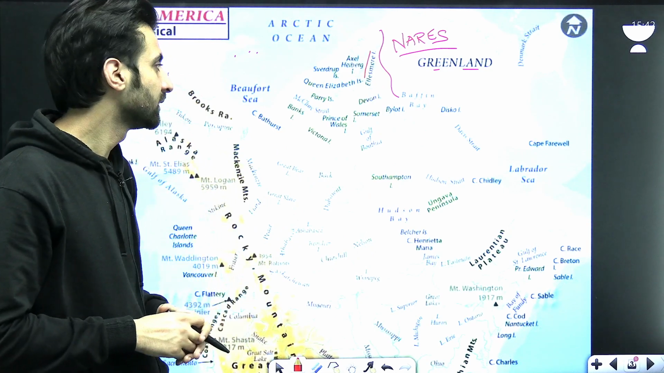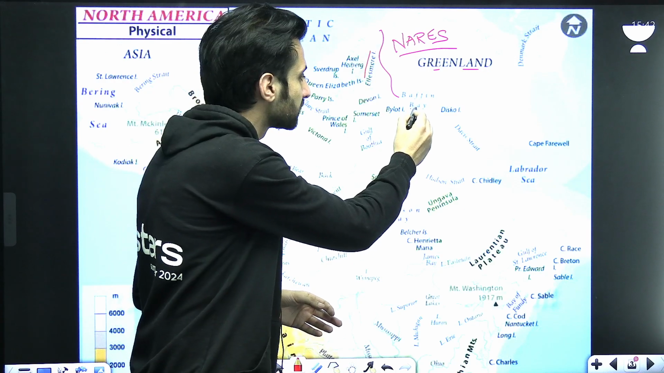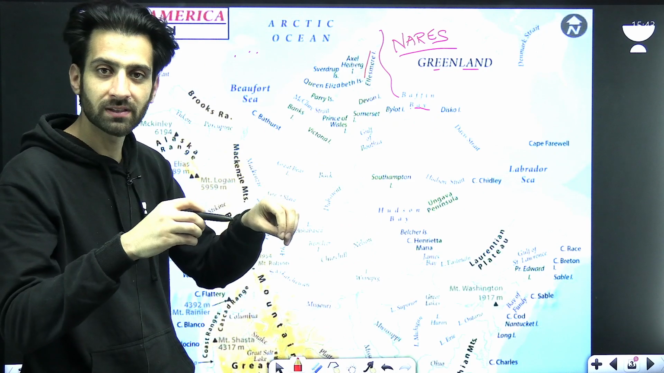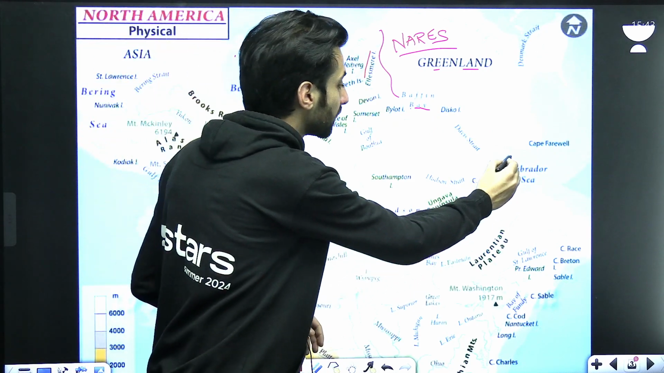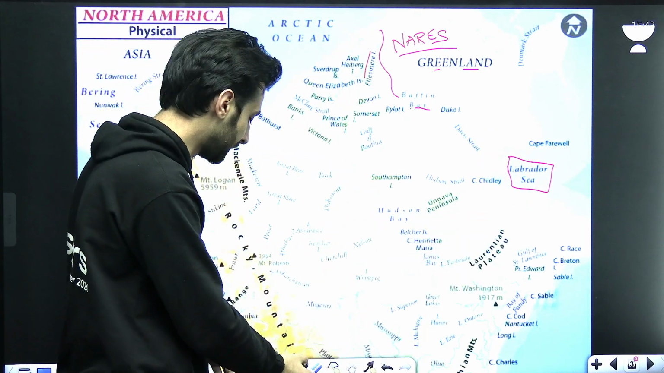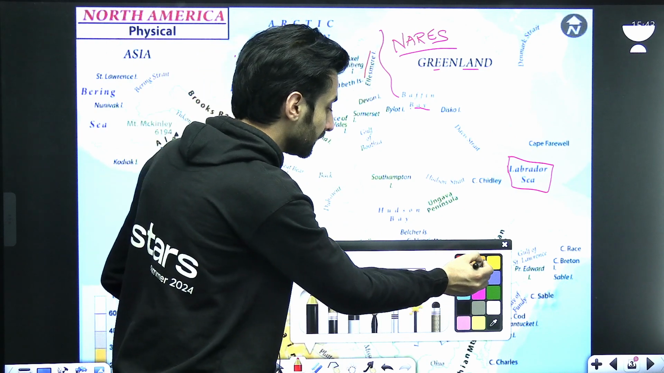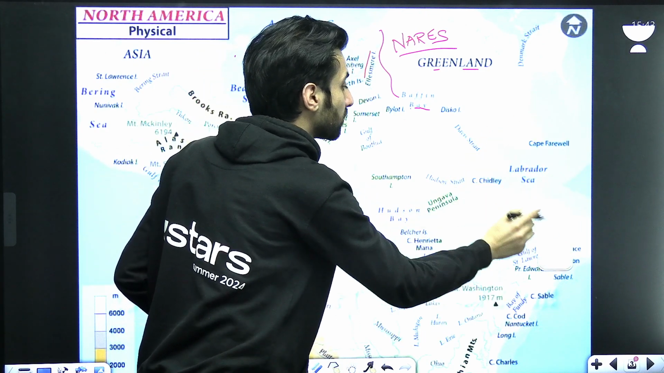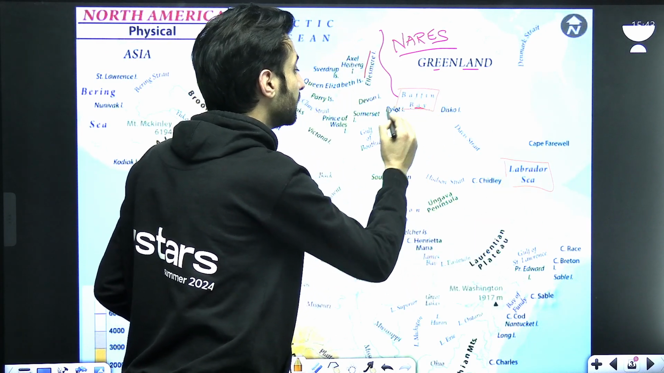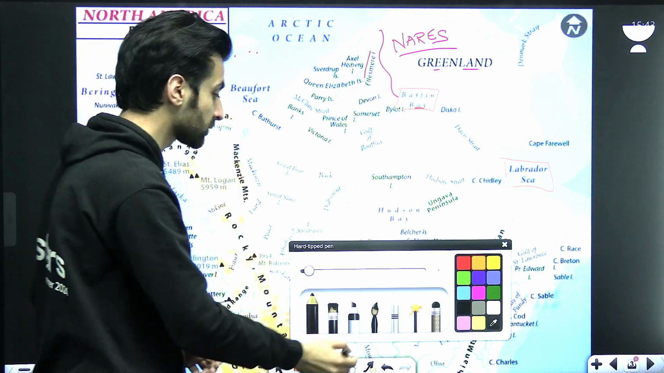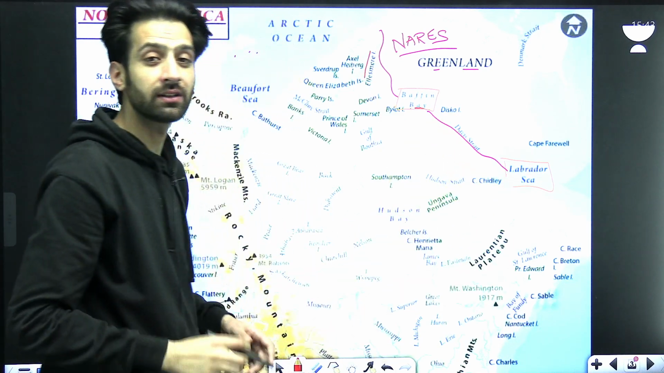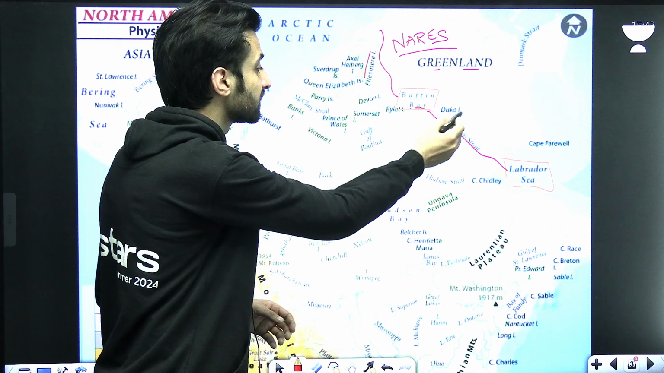Going to the next strait, that is connecting Baffin Bay. Baffin Bay, you are already aware, we learned it in the previous class, is connecting with the Labrador Sea. See, here, these two yellow boxes. This is the Labrador Sea here, and this is Baffin Bay. These two are getting connected by a smaller water body here. This is also a strait, known as Davis Strait.